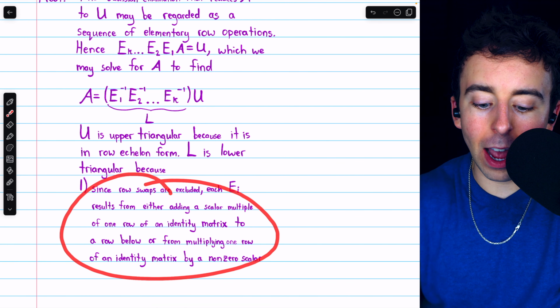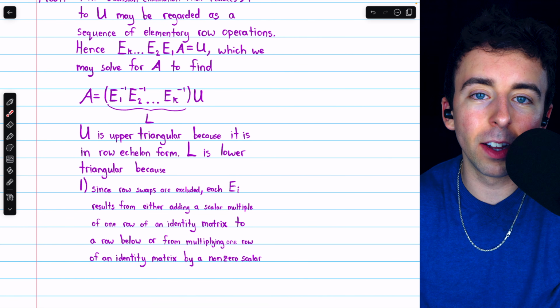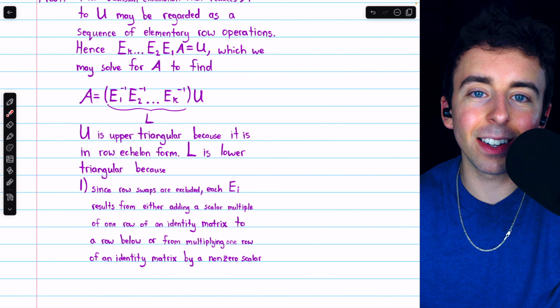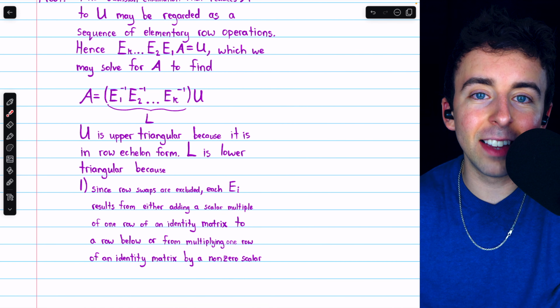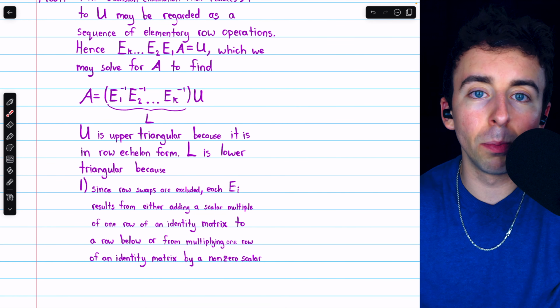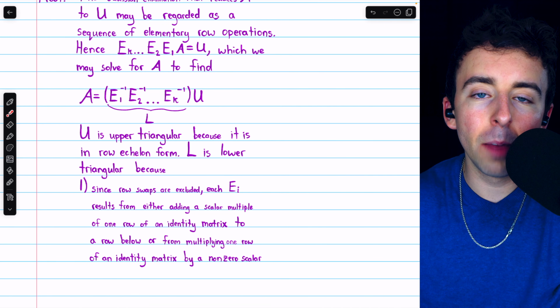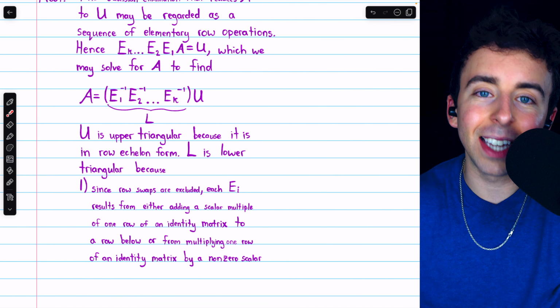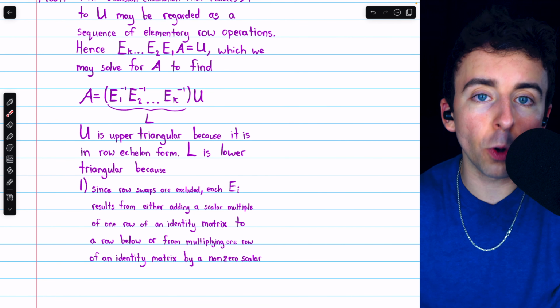And what this describes is that the identity matrix either just has a row multiplied by a non-zero scalar, which won't make it not lower triangular, or a multiple of one row is added to a row below it, which will also preserve the fact that it's lower triangular, because stuff's being moved below the diagonal. Hence, all of these elementary matrices are lower triangular.